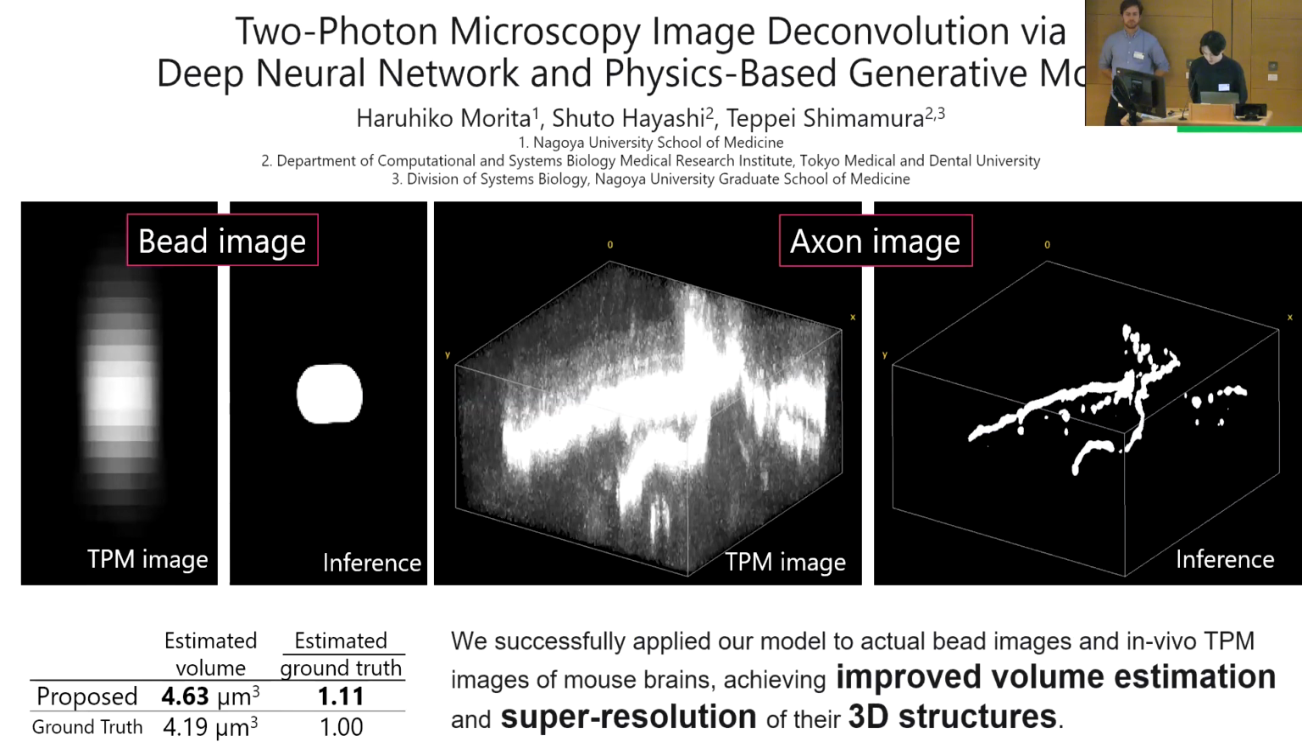Our model was tested on actual images of beads, and we found that our model significantly improved the accuracy of volume estimation. We also adapted our model to TPM images of mouse brains, and we found that our model successfully inferred precise three-dimensional structures. We hope that our model will aid in observing microscopic structures which have been challenging for conventional methods. If you are interested in my method, please visit us at poster number 24.